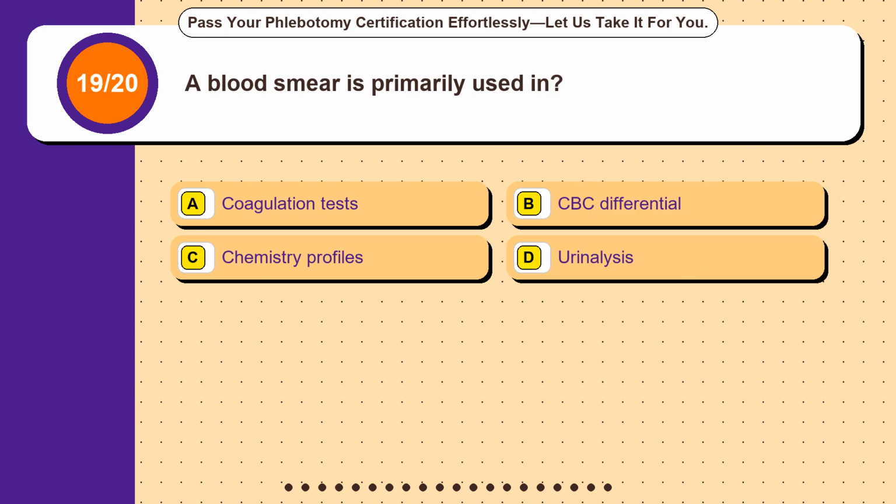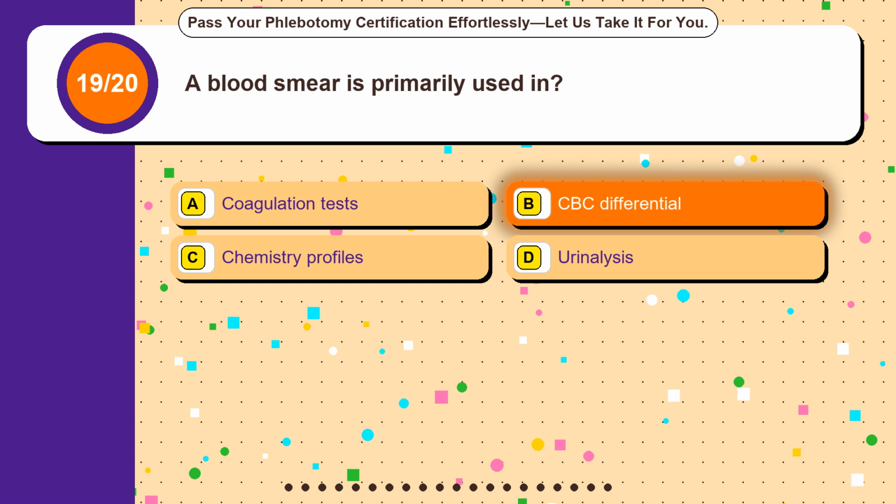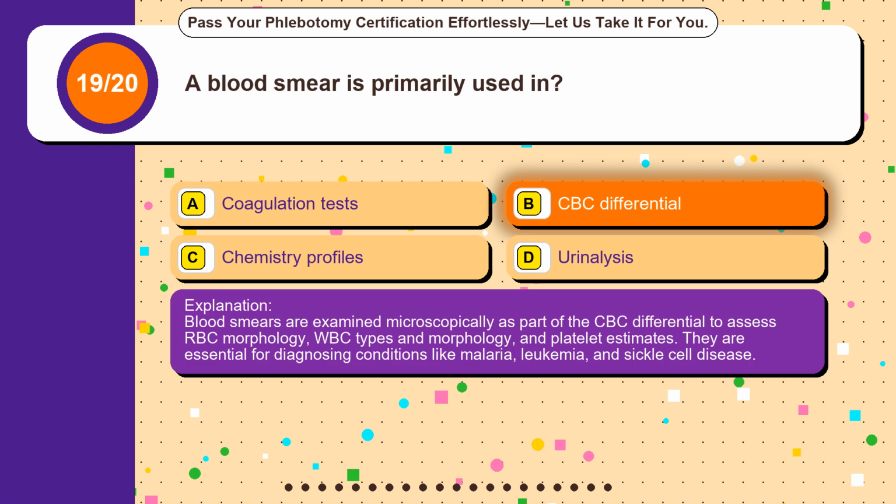Question 19. A blood smear is primarily used in: Option A, coagulation tests. Option B, CBC differential. Option C, chemistry profiles. Option D, urinalysis. The correct answer is option B, CBC differential. Blood smears are examined microscopically as part of the CBC differential to assess RBC morphology, WBC types and morphology, and platelet estimates. They are essential for diagnosing conditions like malaria, leukemia, and sickle cell disease.